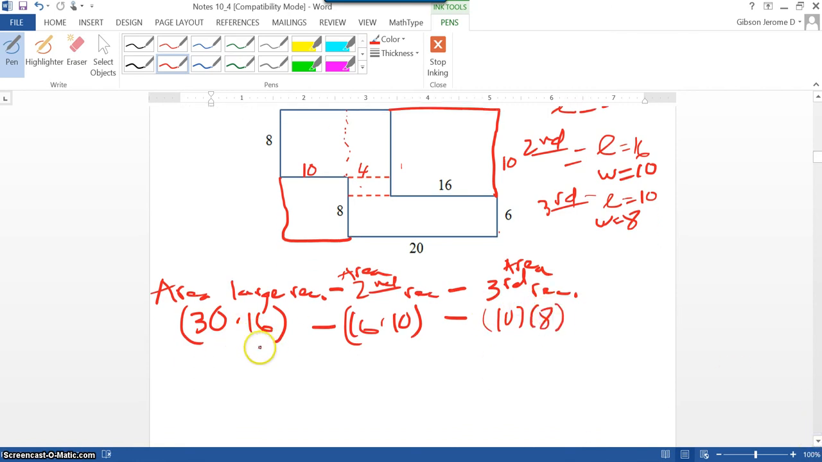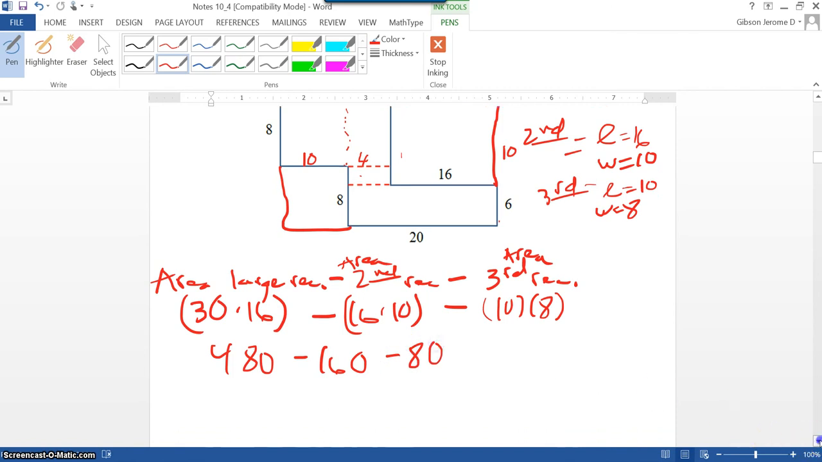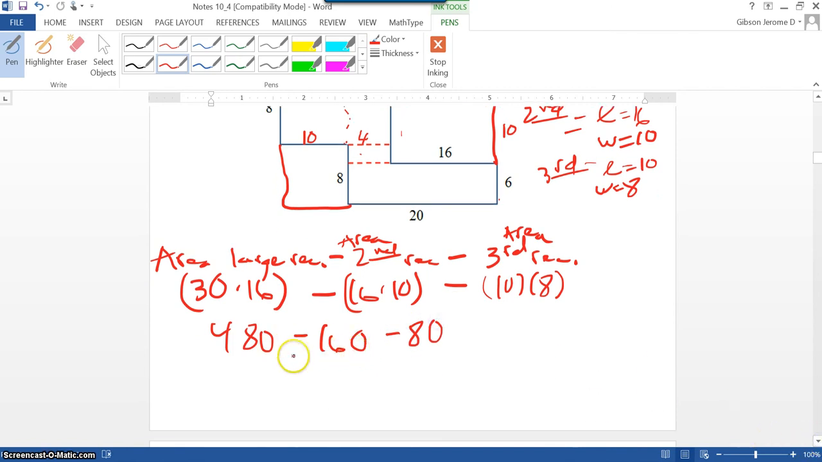So now 30 times 16 is 480. Minus 16 times 10 is 160. And 10 times 8 is 80. So 480 minus 160, we know would give us 320, minus 80. 320 minus 80 is 240. And that is our final answer.